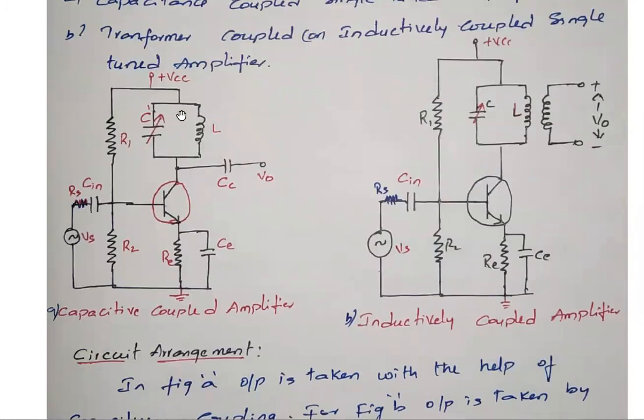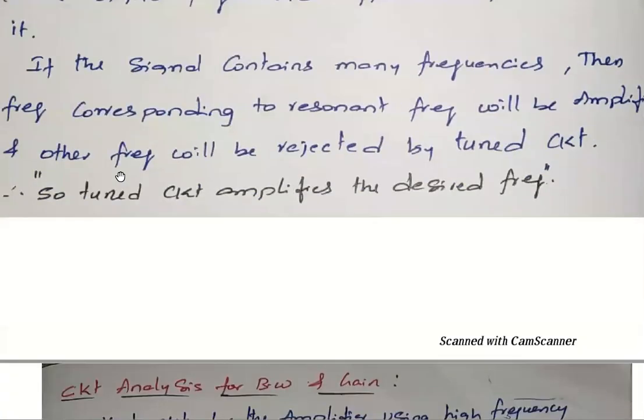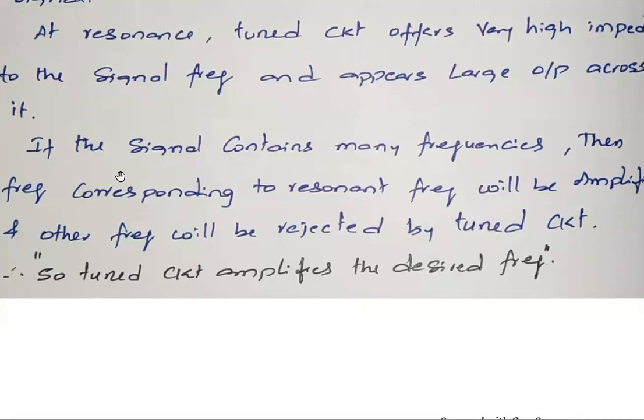And the circuit, రెజొనెన్స్ అయ్యేసరికి ప్యూర్లీ రెసిస్టివ్ అయిపోతుంది. Then this tank circuit will amplify that particular frequency. ఎక్కడైతే మనకు applied frequency, resonant frequency match అవుతుందో, circuit resonance condition లోకి వస్తుందో, then that particular frequency will be amplified. That is, the signal contains many frequencies, the frequency corresponding to the resonant frequency will be amplified and other frequencies will be rejected by the tuned circuit. Therefore, the tuned circuit amplifies the desired frequency.